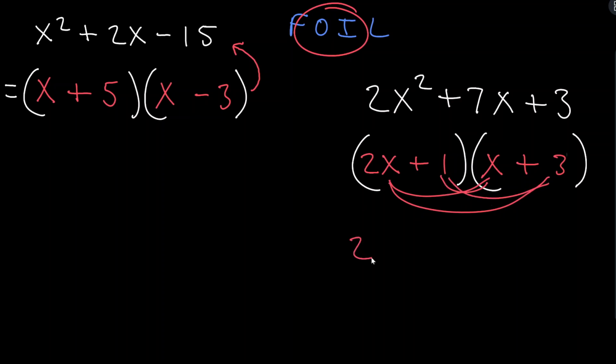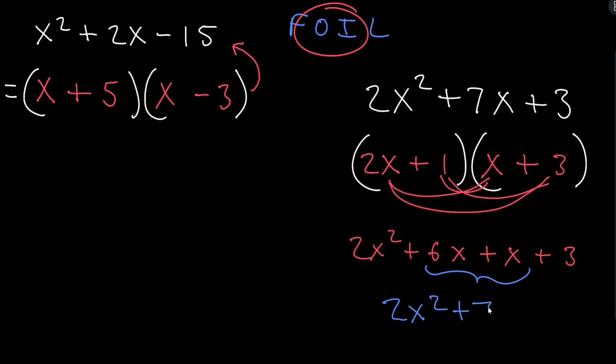So we can write all this out. We get 2x squared plus 6x plus x plus 3. And those middle terms combine. And that gives us 2x squared plus 7x plus 3. So hopefully that explanation for how this works makes sense. Hopefully you see the key ideas here.